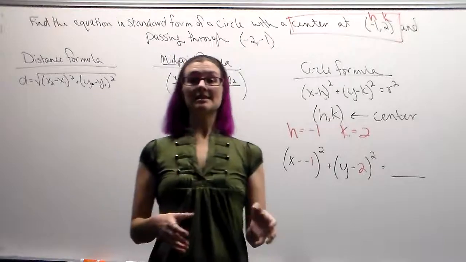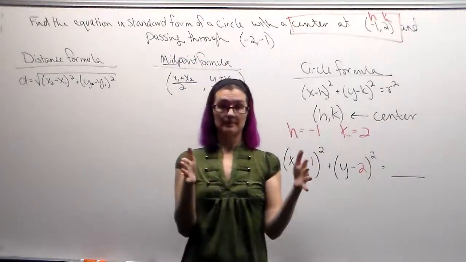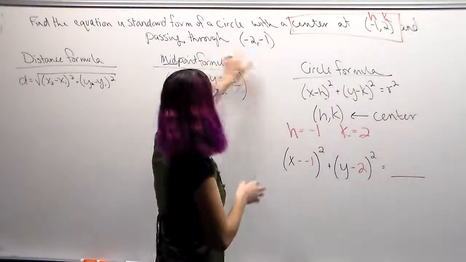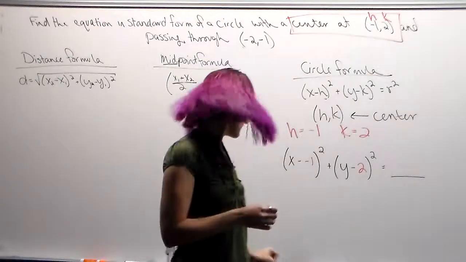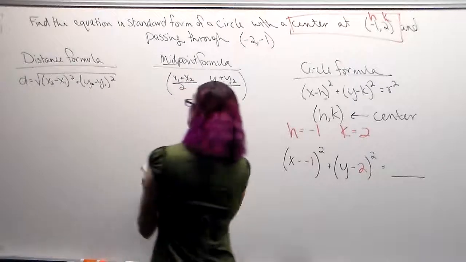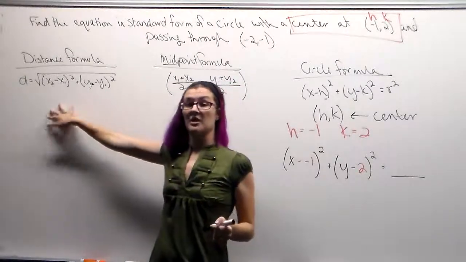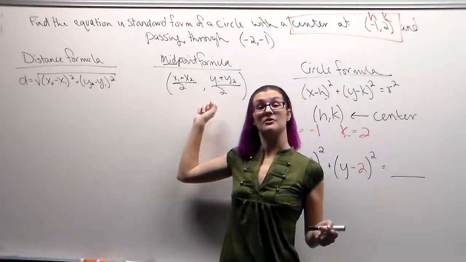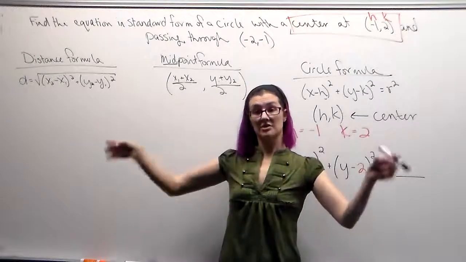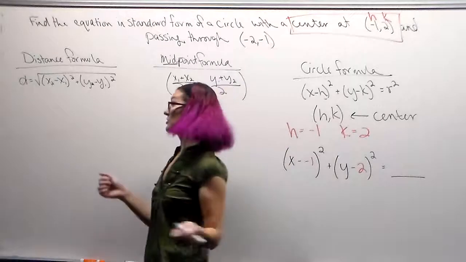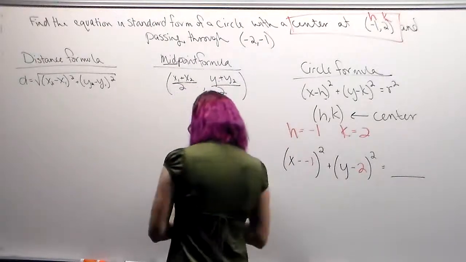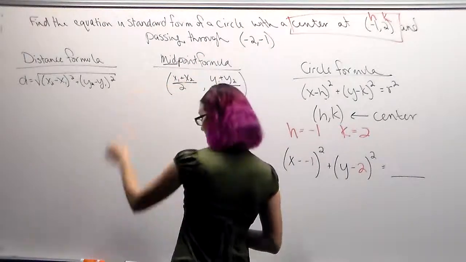So the radius is the distance from the center to the edge. We have the center. We have a point that the circle is passing through, so that's going to be on the edge of the circle. So what we're going to do is use the distance formula. You're only going to use the midpoint formula if you're not given the center and you're given 2 endpoints. So we do not need the midpoint formula for this particular question. We're going to instead use the distance formula.